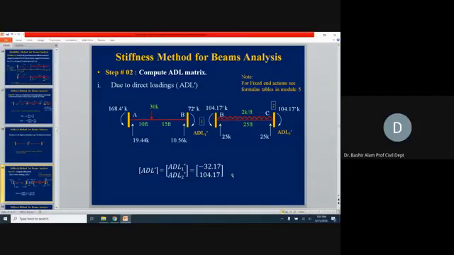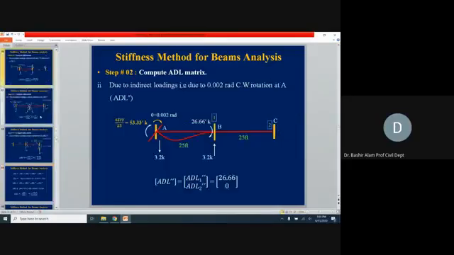Now, turn by turn, let's include those rotations and settlements also. The second part of this ADL will come due to indirect loading. The direct loading, the gravity loading, we already did. Now the indirect loading because of the rotations and the settlements. So we include the 0.002 clockwise rotation at A, and whatever values we get we will call them ADL double prime.